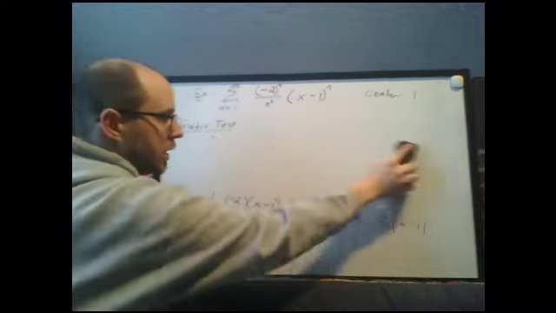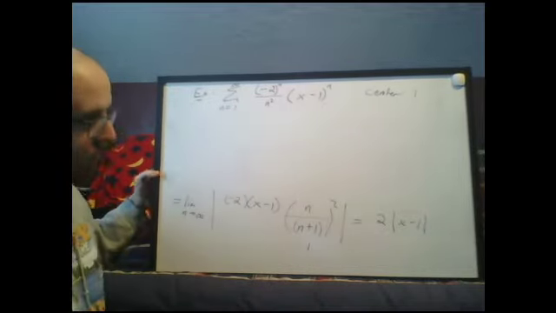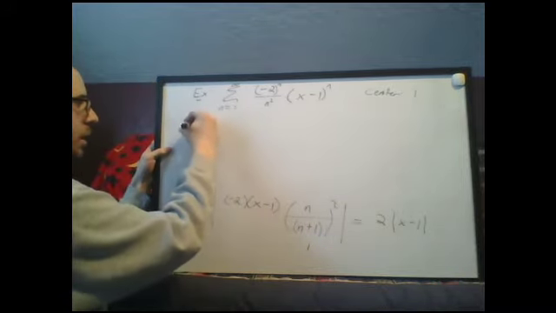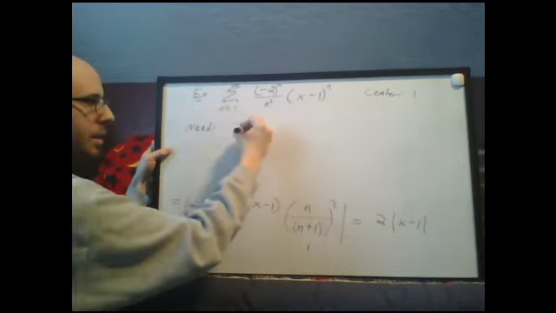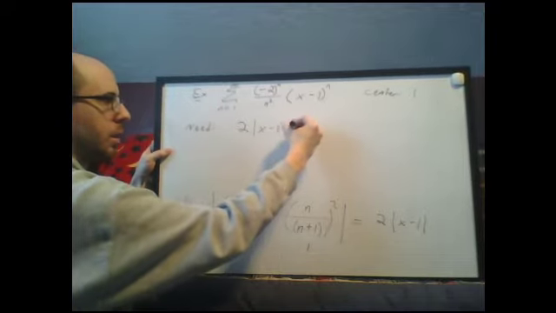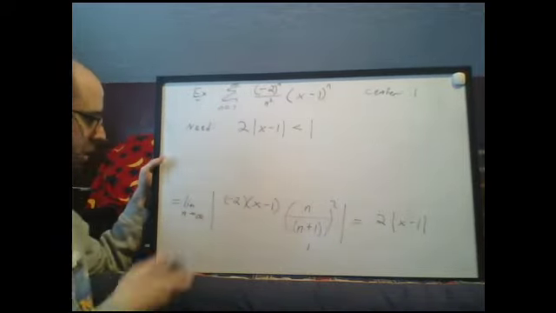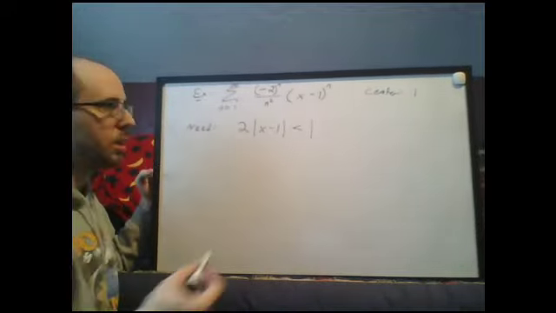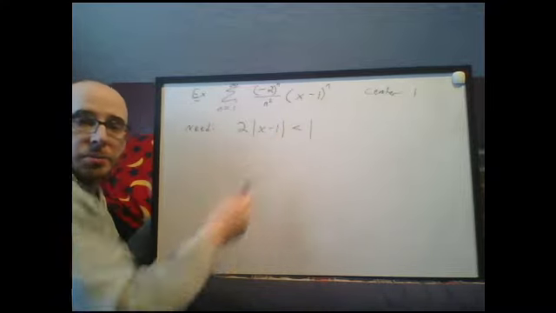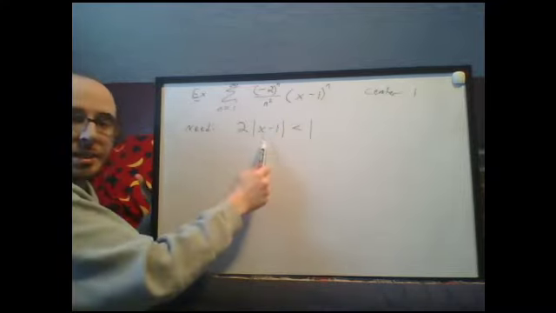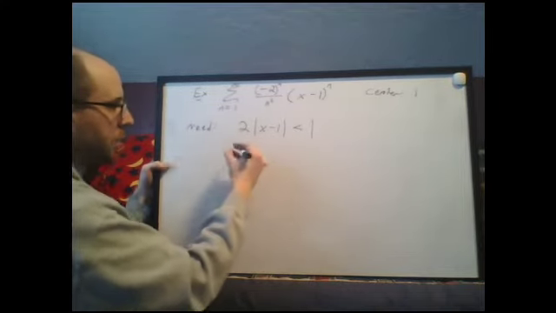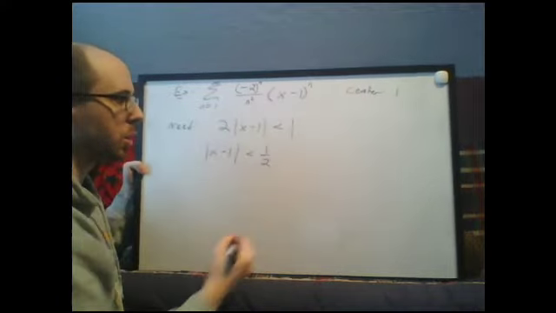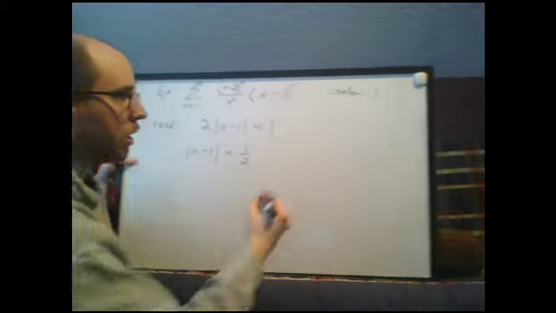Okay, so for my ratio test, I got this as my limit: 2 times the absolute value of x minus 1. To have a successful ratio test, I need that to be less than 1. So then what you want to do is solve for the parenthetical expression from your series, in this case x minus 1, so I want to divide by 2. I need the absolute value of x minus 1 to be less than 1/2. So at that stage, that tells me the radius R is 1/2.